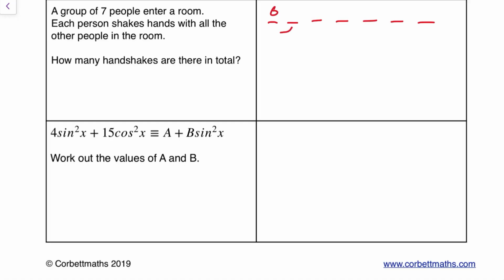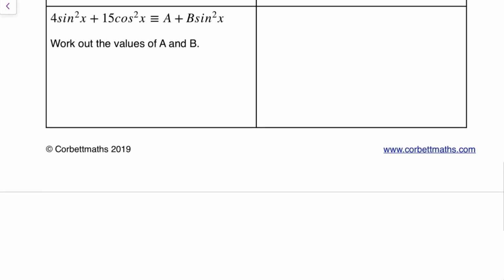This one here can shake hands with any one of 6 different people, but I can't include this one because I've already included it with the first person. So therefore this is 5, 4, 3, 2, 1, and this person can't shake hands with anyone else because everyone's shaking hands with him already. Add all these together, and that's going to give me 6 plus 5 plus 4 plus 3 is 10, 15, 18, 20, 21. Question done. Next question.